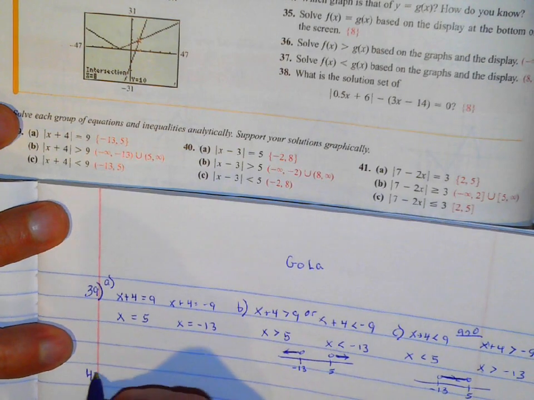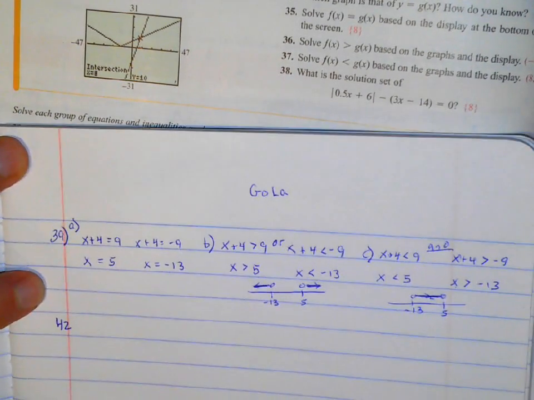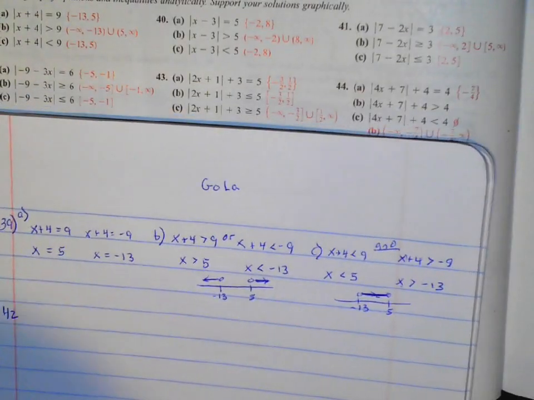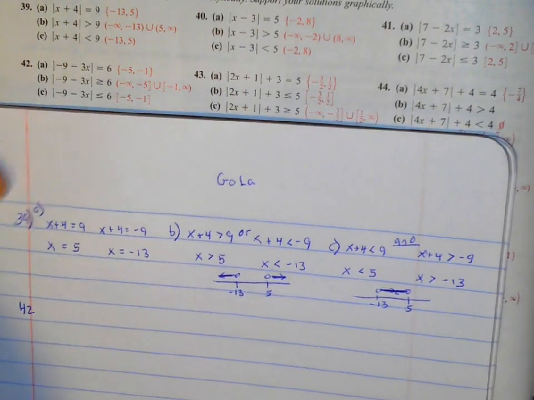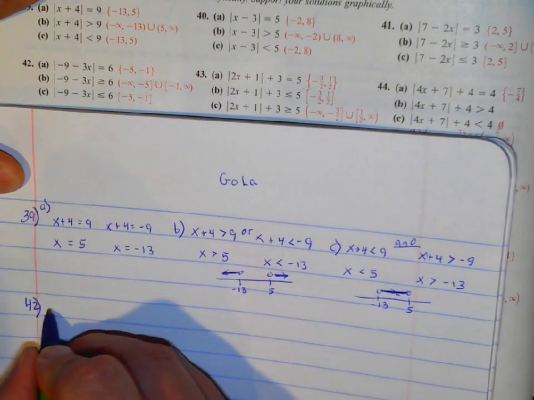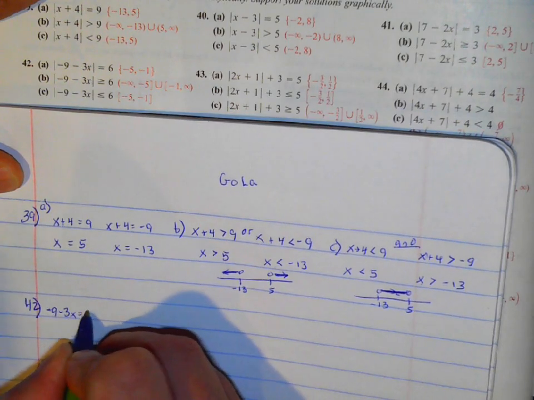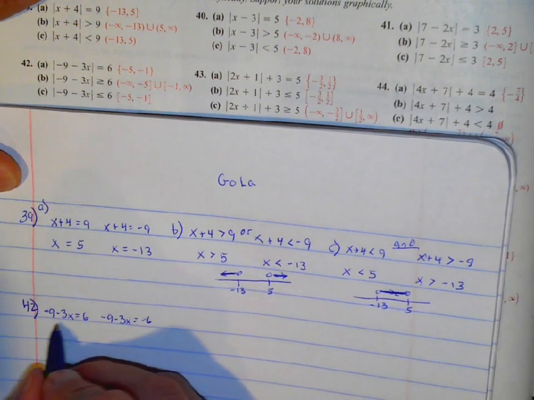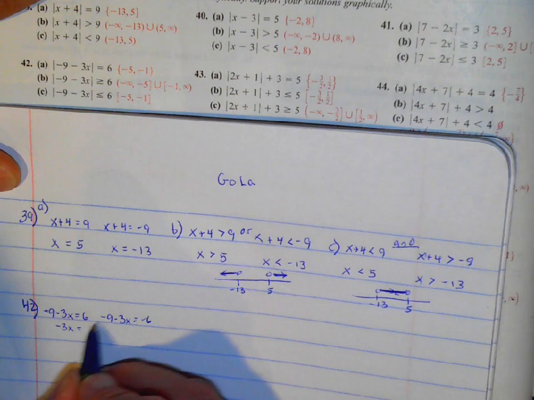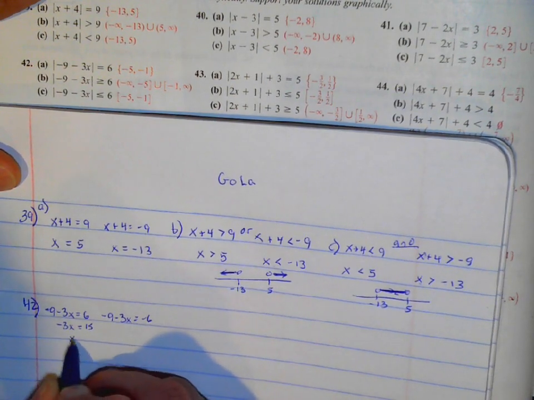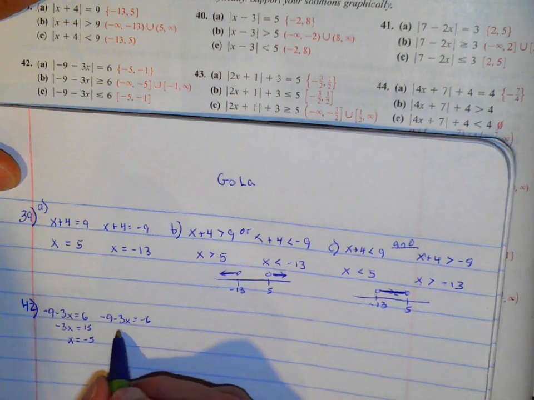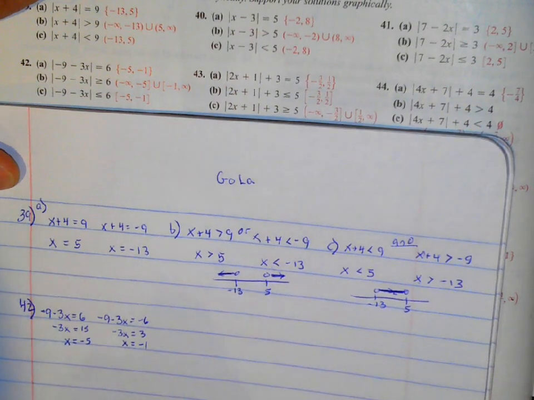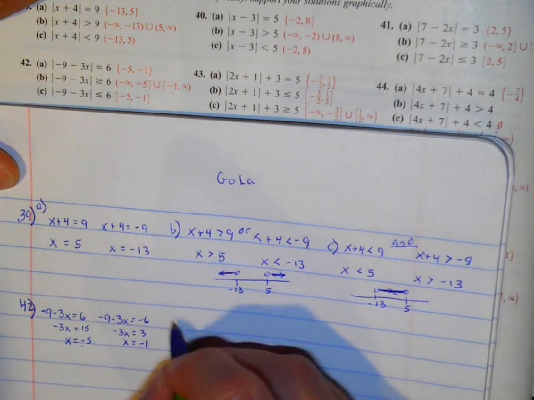Okay, 42. Sorry, you couldn't see that too well. Okay, there's 42. So the first one, negative 9 minus 3x equals 6. Negative 9 minus 3x equals negative 6. Solve them. Add the 9 over to the other side, makes 15. And divide gives you negative 5. Add that over gives you 3. Divide gives you negative 1. So you have negative 5 and 1 as your other two answers.